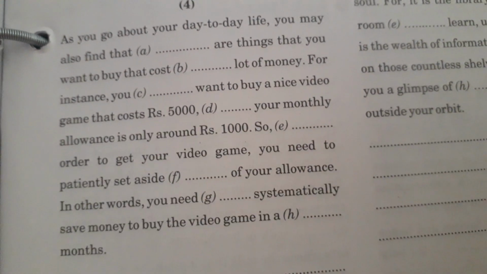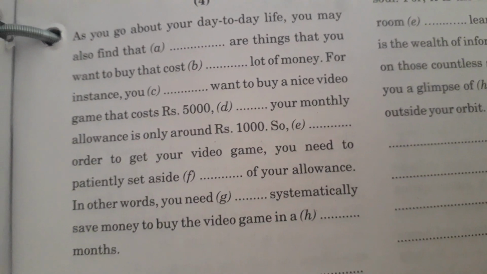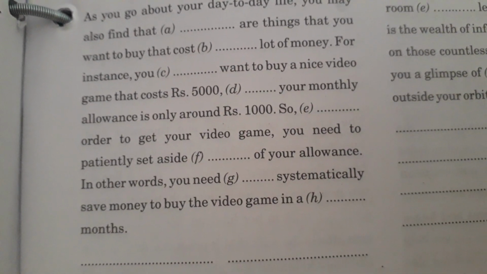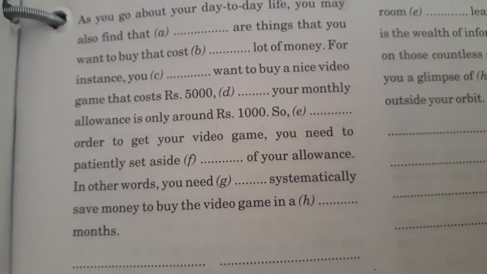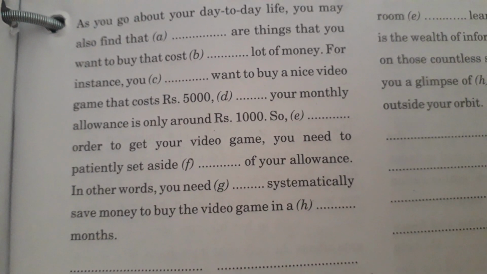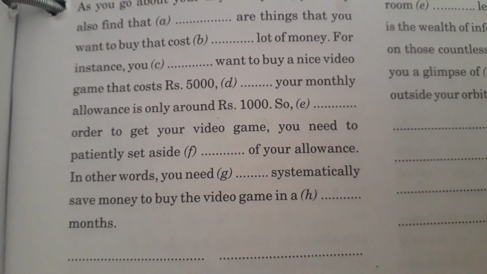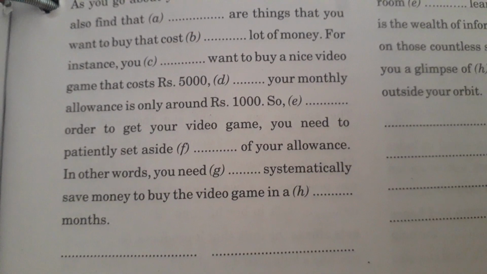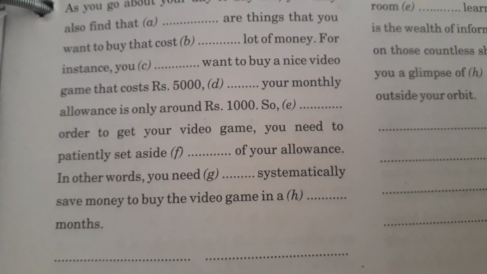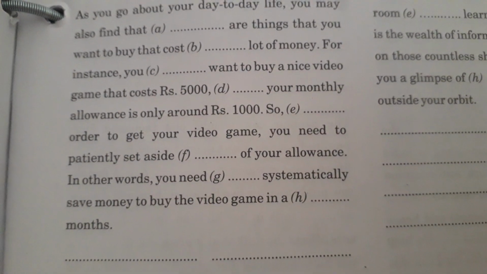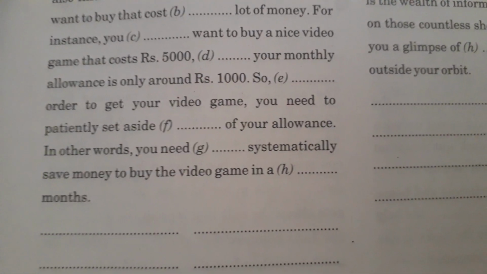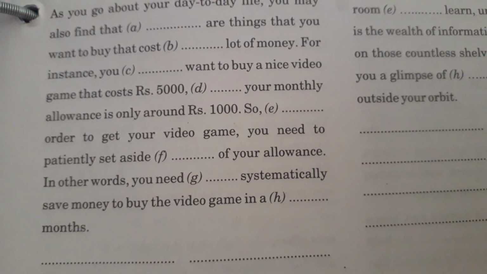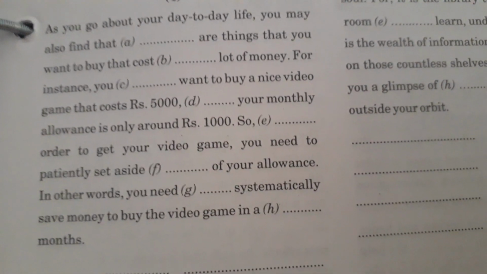So in order to get... What preposition will we use? In order. So in order to get your video game, you need to patiently set aside some of your allowance. Sum of your allowance. In other words, you need to systematically save money to buy the video game in a few months, because "a few" is used for countable things. So in a few months.